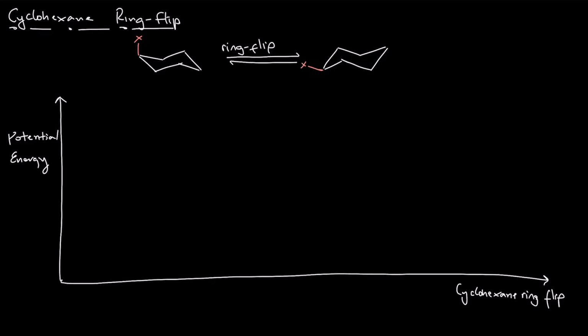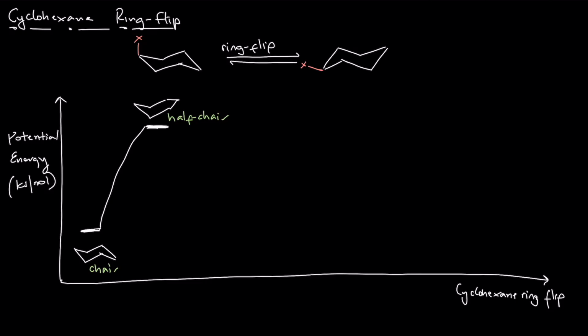So if we sketch out a potential energy curve where we start on the y-axis with potential energy in kilojoules per mole, and on our x-axis just the ring flip motion. So we start with the chair conformer, like the one we've seen on the left-hand side of the equilibrium arrow. That chair conformer is going to go through what we call a half chair. So take that tail or the leg end of your chair and then twist it upwards.